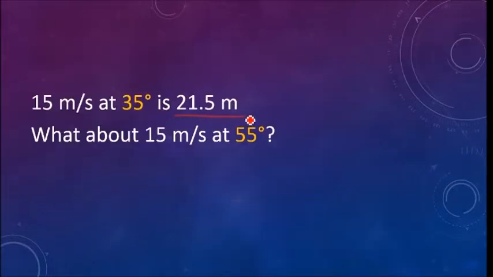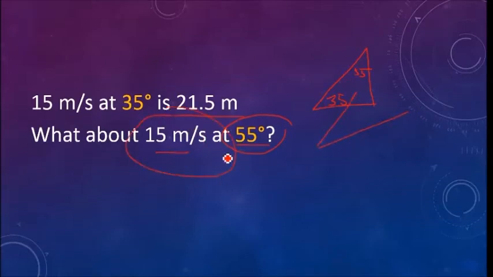That is 20.5 meters. Now, let's do the same thing, but at 55 degrees. Now, you may notice I'm doing something here, right? At 55 degrees, if it's 35 here, side of triangle, this is 55, right? Okay, we're now going to check what happens if instead of the 35 launch, we launch it at 55, but the same speed, all right, same velocity.